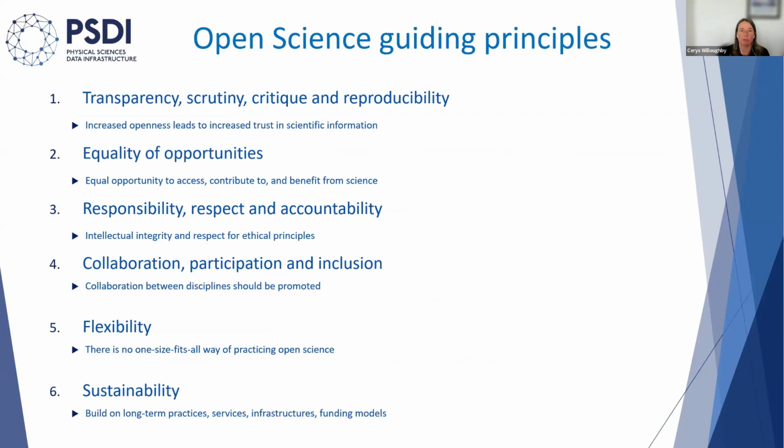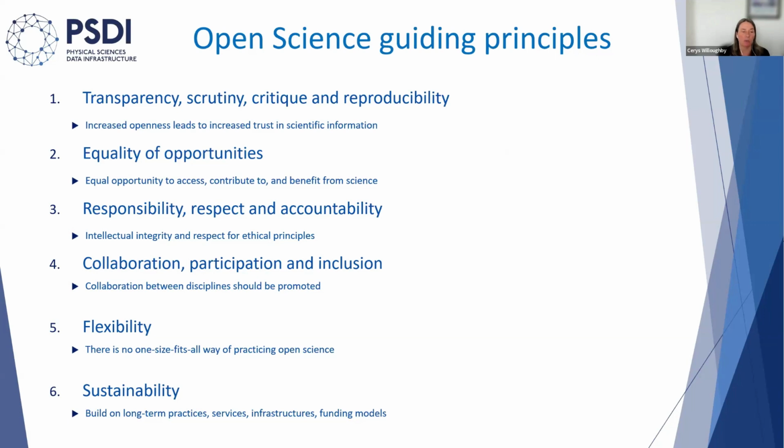So the guiding principles for open science are very similar to the values. There's a lot of overlap in here. So it's all about making sure that there's transparency so people can look at data that's been produced, the methods that we use, and actually check that it's valid, that it's reproducible, that the conclusions that people are coming to make sense. It's also important that there is equality of opportunity so that everybody can be involved, everyone can access the information, but they can also contribute and benefit from the science as well.